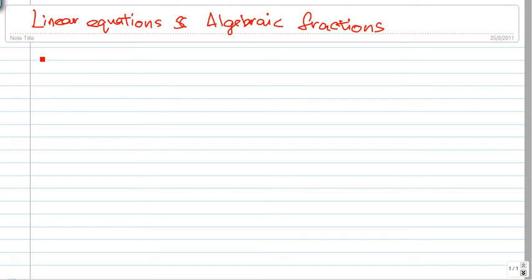So for this particular lesson, we're going to learn how to solve linear equations involving algebraic fractions. Now if you have a term such as 3 over x equals 8, what you can do is to cross multiply. Now what do I mean by this?